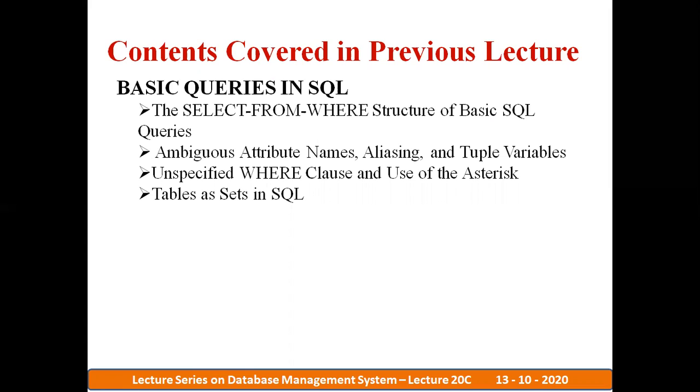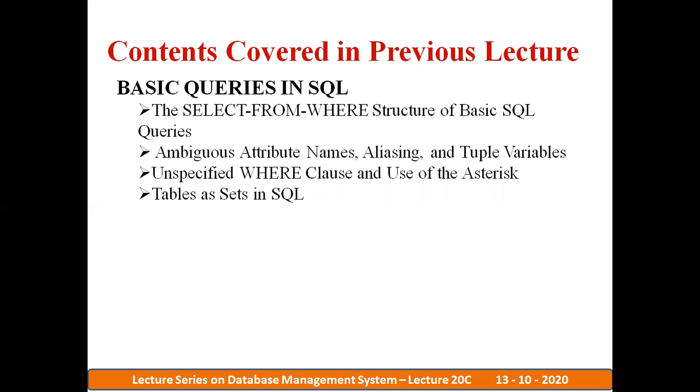Then after that we also discussed aliasing and tuple variables. That means instead of using the complete name, I can alias. Alias means I'm creating a copy. For example, instead of using employee, I will create the alias E. So E is the copy of the employee table. This is what we call aliasing. The aliasing can be done by using the keyword AS.